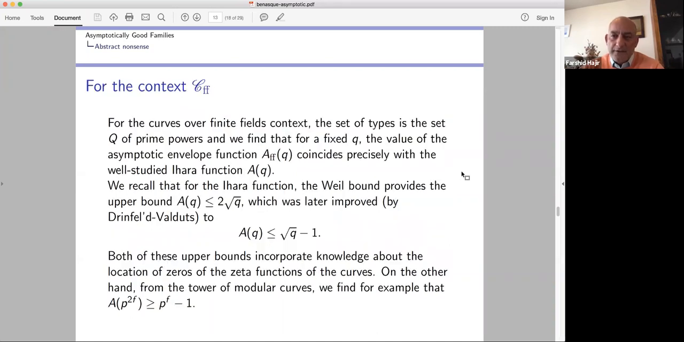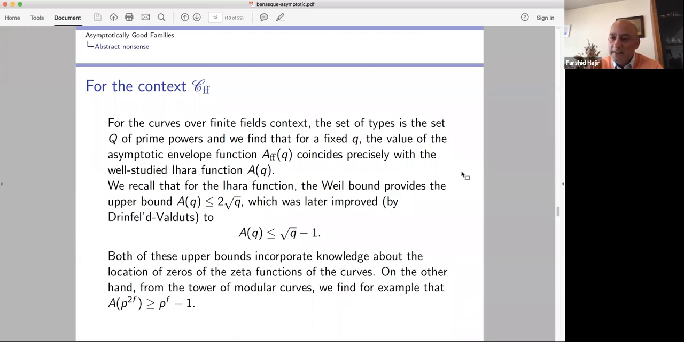So now let's go back to curves over finite fields. Here I've set things up exactly so that the asymptotic envelope function is just the Ihara function A of q that everybody loves. If we just apply Weil, we get the bound that A of q is at most 2 times the square root of q, and that comes from the Riemann hypothesis applied to just one curve. But Drinfeld and Vladut realized they could apply it to more coverings of it, and that's how they get that it's bounded by square root of q minus 1. They save a factor of a half, and then they subtract 1 for good measure.